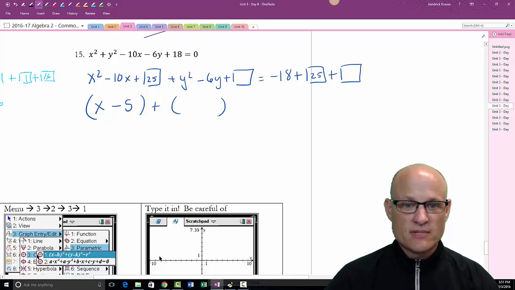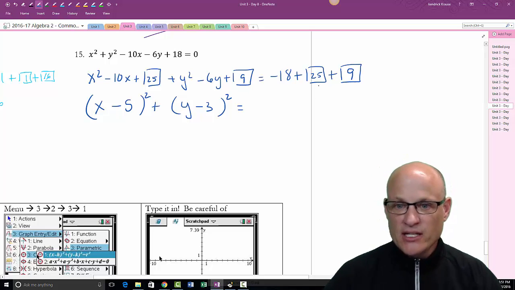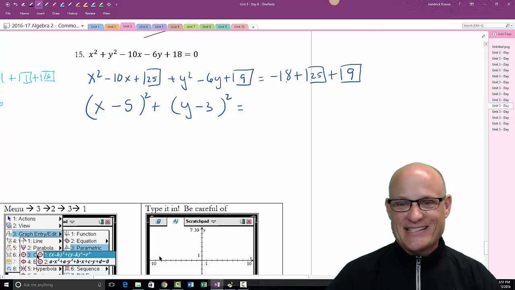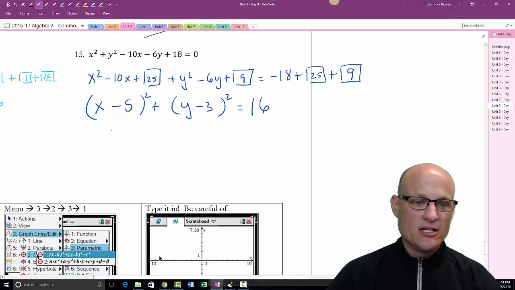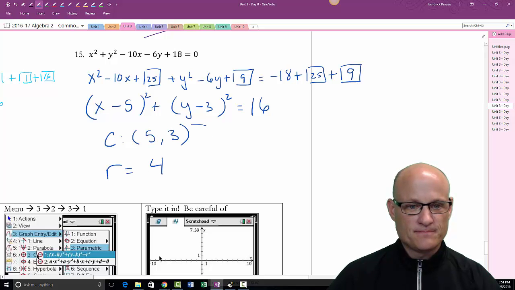Plus half of negative 6 is negative 3. Negative 3, oh, I forgot the squared. That's a big mistake. Negative 3 squared is positive 9. Positive 9. So now I've got to add all this up. Let's see. 25 minus 18 is 7. 7 plus 9 is 16. Okay, so my center is (5, 3), and my radius is 4.